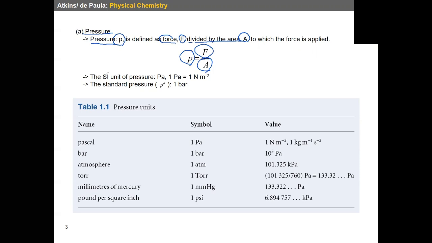The standard unit of pressure is usually the Pascal. One Pascal is equal to one Newton per meter square. So what is it? Meter square is the area, and Newton is the force.